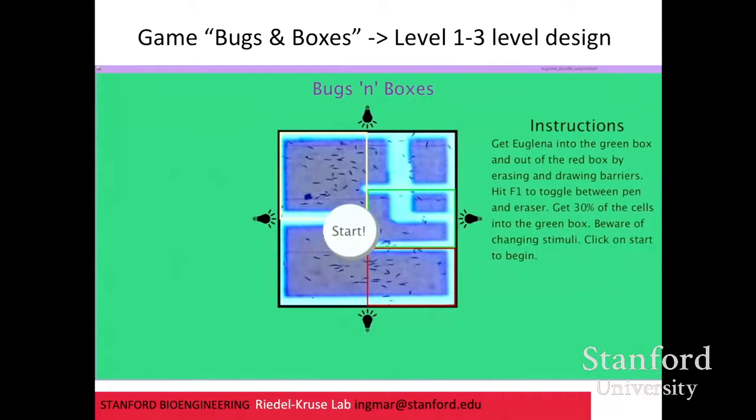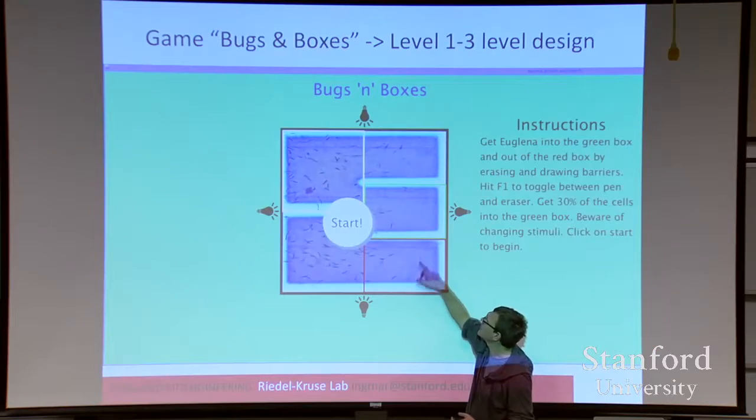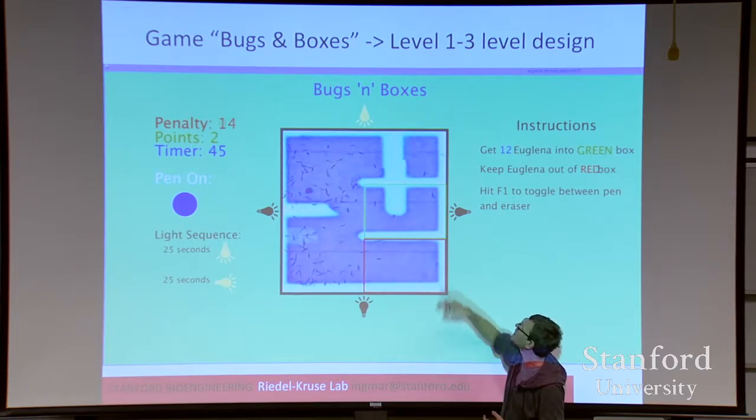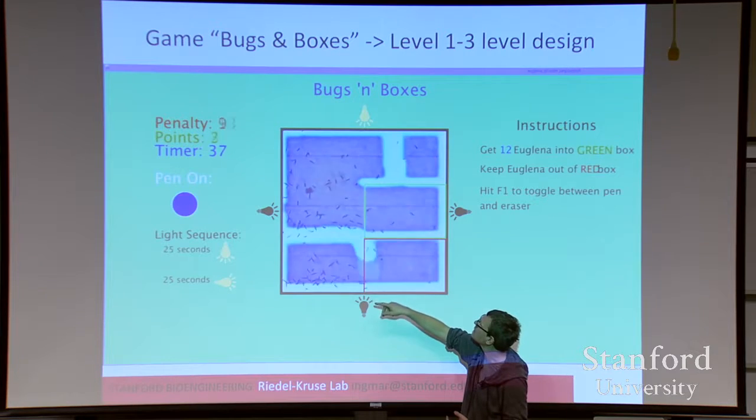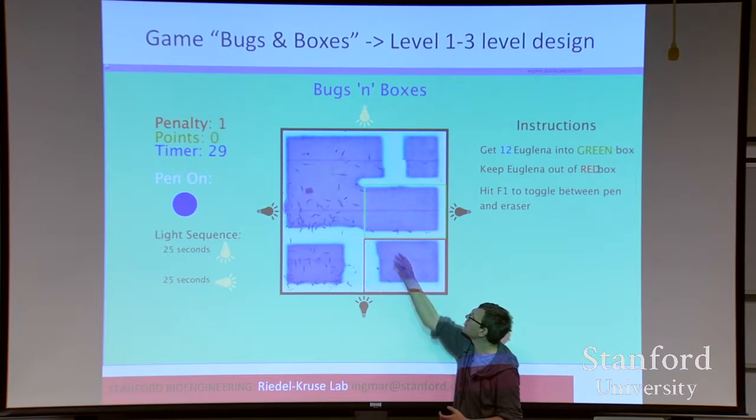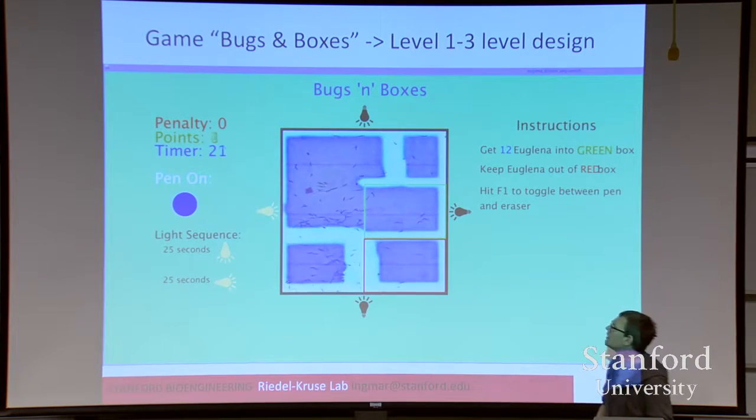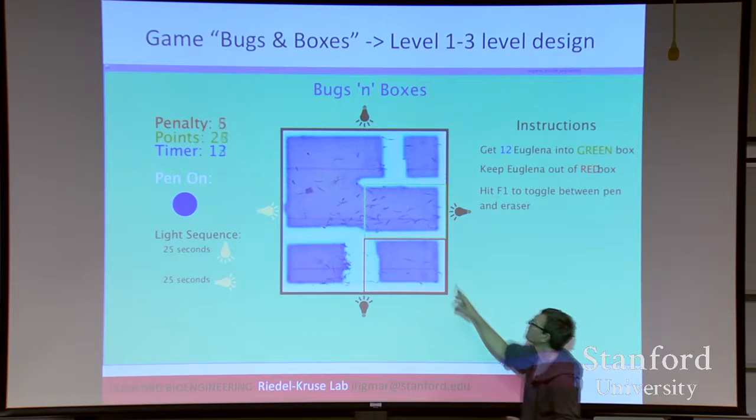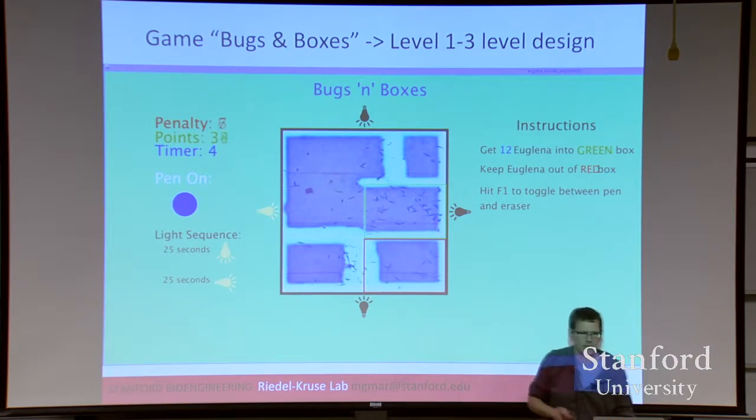And then the third level is basically get the cells in here but not in here. And so again, the lights are turned on in a certain sequence, and you basically need to make a barrier here and erase there, and then all the cells end up in here but not in there, right?